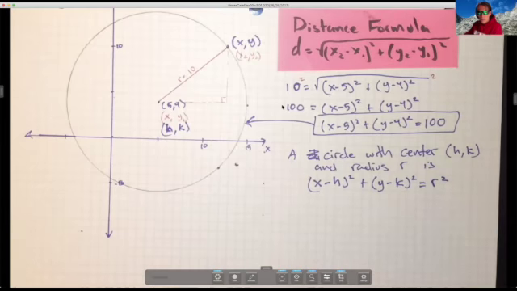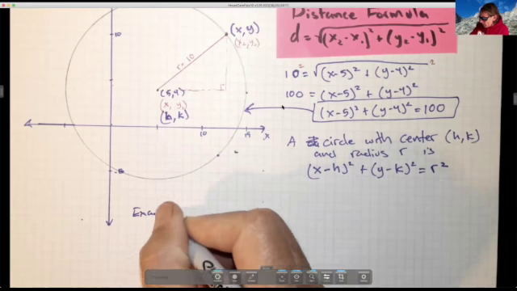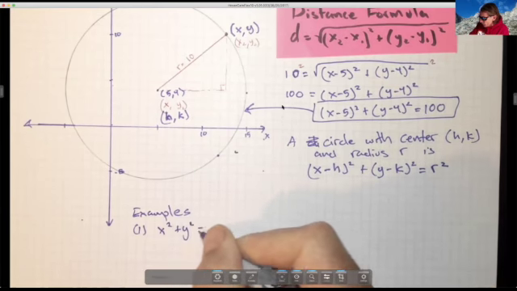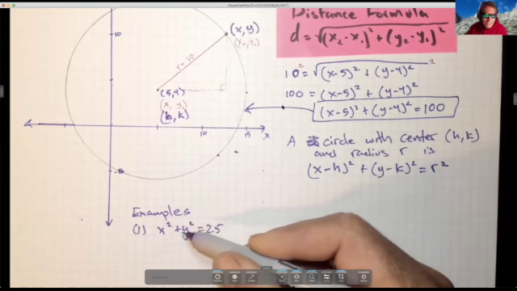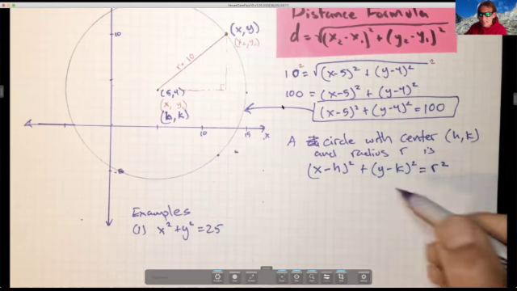Let's try just a couple of examples here. The first one is x squared plus y squared equals 25. If we want to graph this circle right here, then we need to know where the center and the radius is. So I need to put it in this form right here.